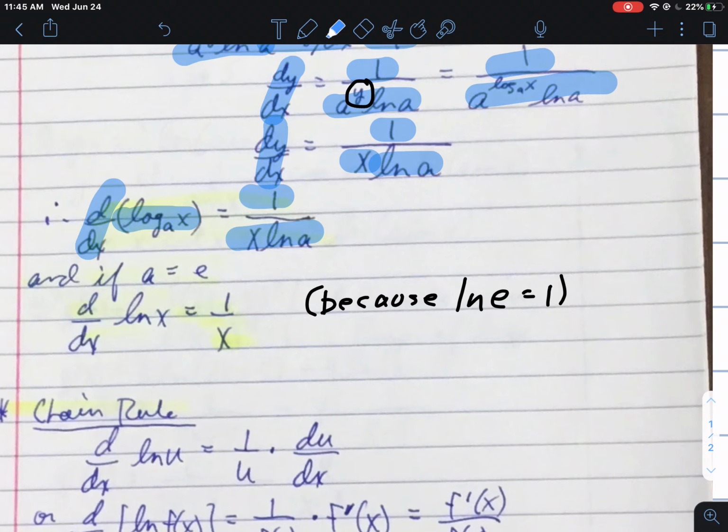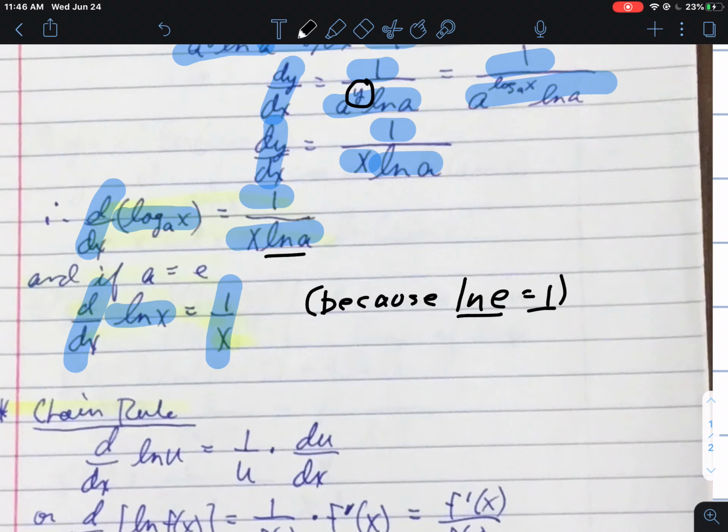Just like with exponentials, we deal extensively with the log base e function. So the derivative of ln of x, log base e, is just 1 over x. Because if you remember again, the natural log of e, log base e of e, equals 1. This property is still true regardless of the base of the log.